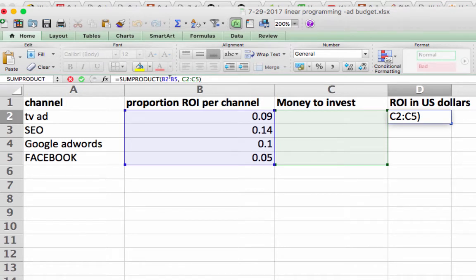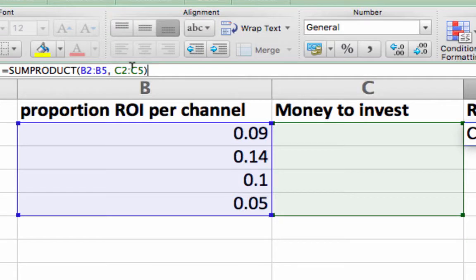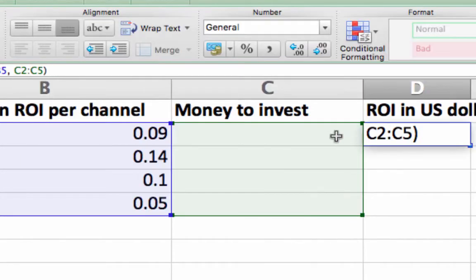So I've got SUMPRODUCT(B2:B5, C2:C5), and all that is saying is multiplying B2 times C2, adding that to B3 times C3, etc., and going down. So that's how we mathematically represent our ROI.